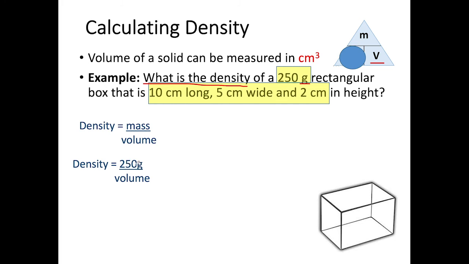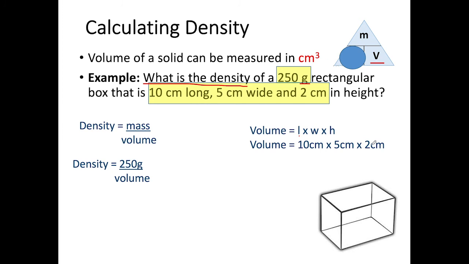I definitely know that this is my mass. So density equals 250 grams over this amount of volume. How I'm going to solve for volume is I'm going to multiply the length times width times height, which I have right here. So I have 10 centimeters long, 5 centimeters wide, 2 centimeters in height. So those are our dimensions that we've got.